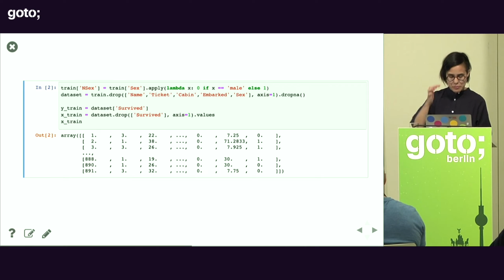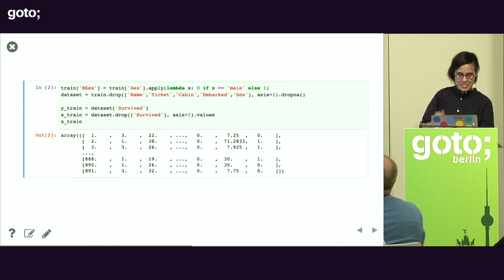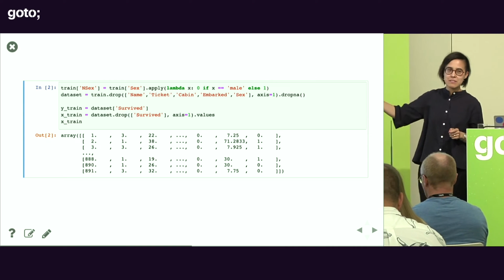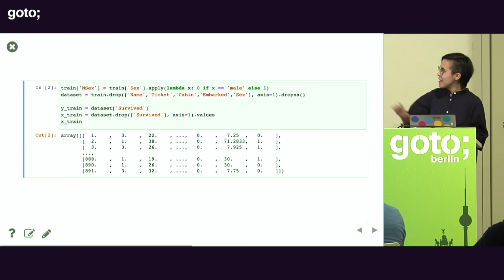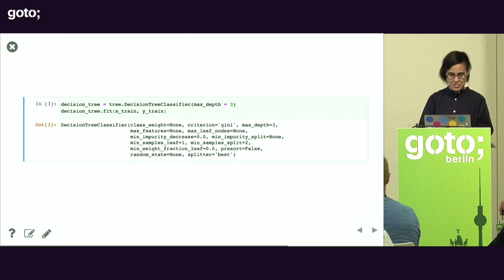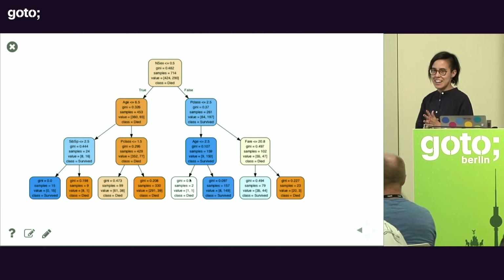So here I will just pre-process the data. I'm basically just changing the sex value for male and female to 0 and 1, so that I can just stick it into my decision tree as a numerical value. And I have everything in a nice matrix. And let's just run a decision tree. And this is the decision tree visualized.